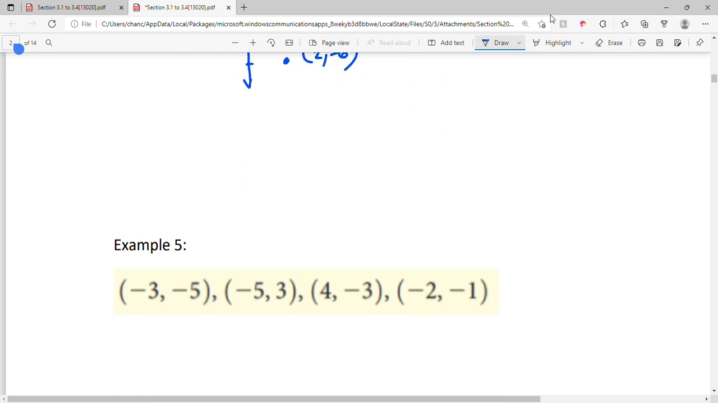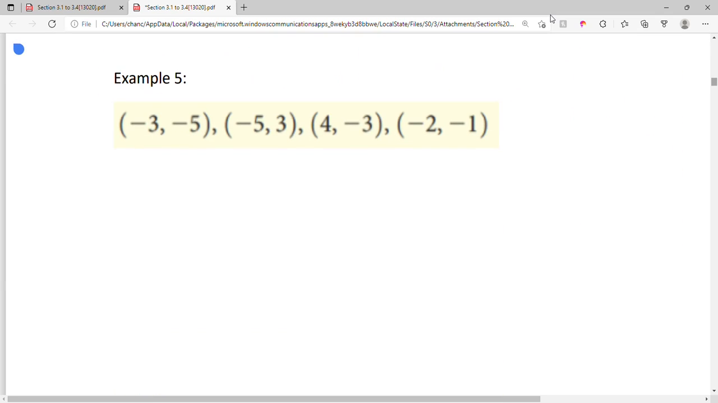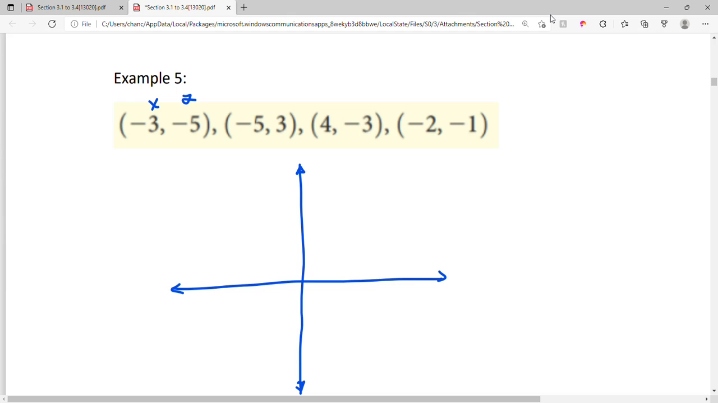Let's graph these points on the Cartesian plane. Draw yourself an x-axis and a y-axis and try this one on your own. Let's do it together now. Again, I like to label these x and y so I know exactly what they mean.